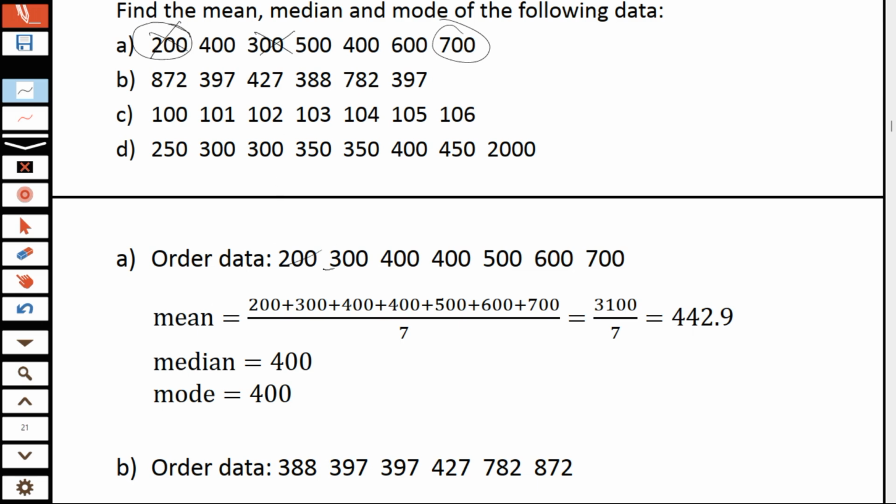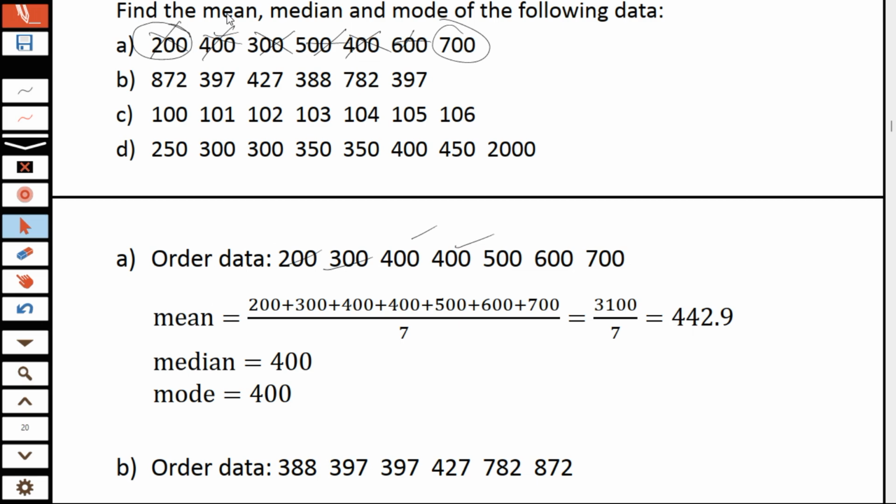We have 200, 300. From there we are going to go to 400. We have 400 here, another 400 here, and then we have 500. So this and this are gone. So we have 500 and 600, as you can see here. So we have been able to arrange our figures from smallest to highest. So the first question says that we should calculate the mean.